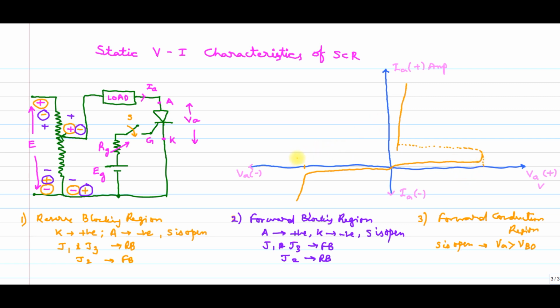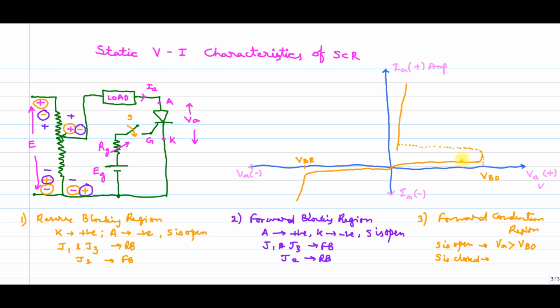Okay, let me write. This is called VBR. This is VBO, breakover voltage. Now what will happen if switch S is closed? Suddenly if I can give a gate pulse also, then what will happen? Because of this gate current, my device will conduct before VBO.